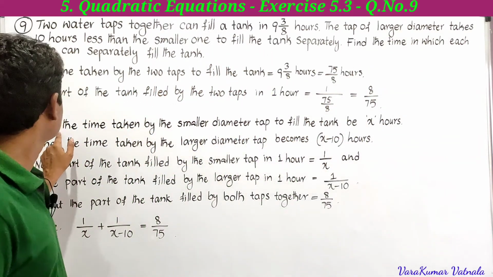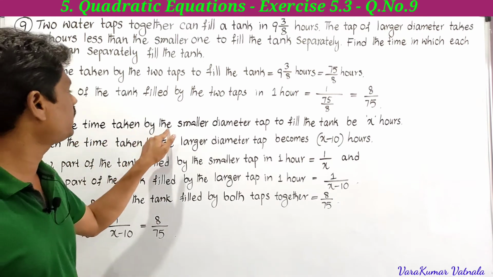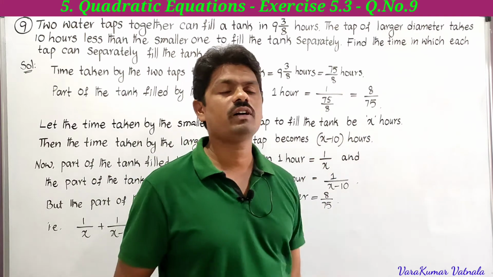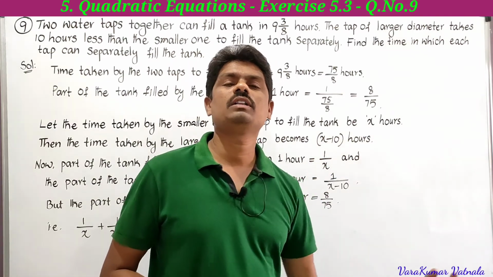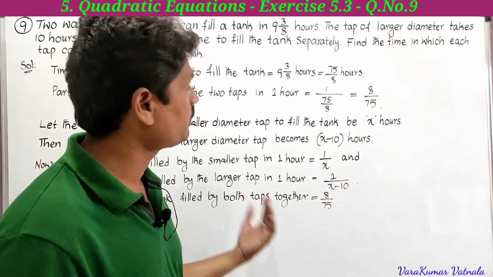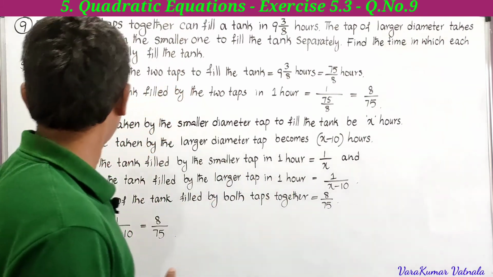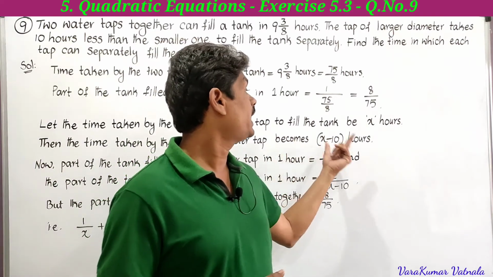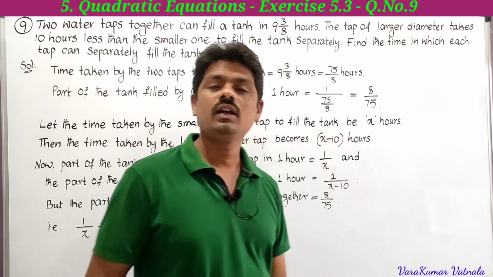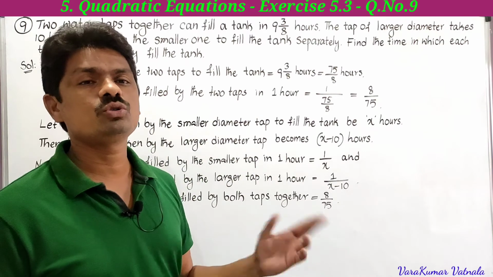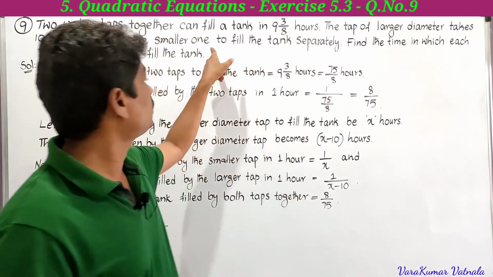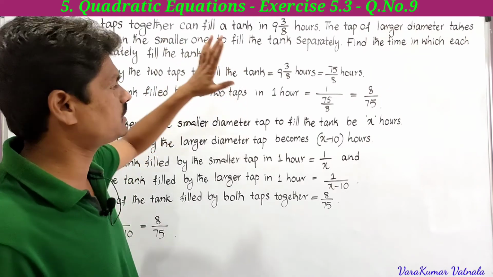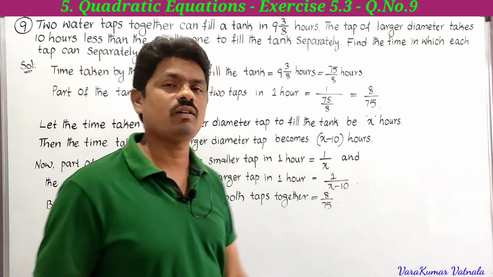Let the time taken by the smaller diameter tap to fill the tank be x hours. Then the time taken by the larger diameter tap becomes x minus 10 hours. Why? The difference between those two times is 10 hours. The larger diameter takes 10 hours less than the smaller one, he has given. So it becomes x minus 10 hours.